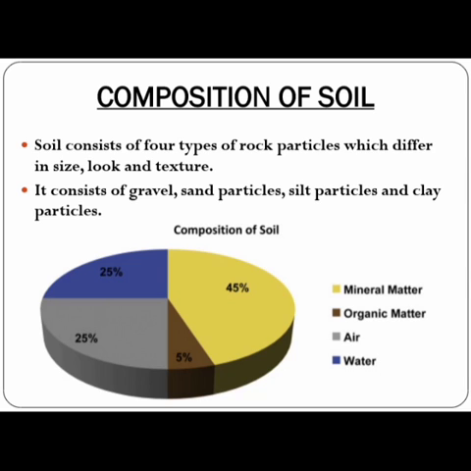Soil consists of four types of rock particles which differ in size, look and texture. If you touch the soil, you can feel the texture, right? And it also looks different. So different soils have different appearances, and the particle size will vary. You will see that in the next slide. It consists of gravel, sand particles, silt particles and clay particles. So this is about the composition of soil.